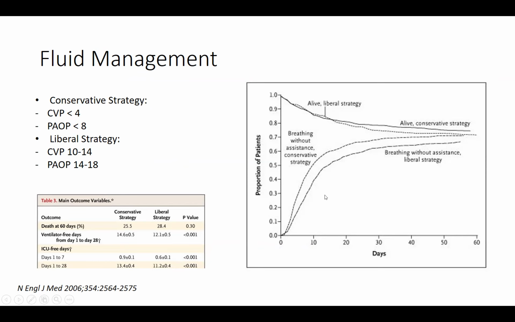And there was no difference in mortality, but there was earlier weaning of the vent in the conservative strategy. So generally, they came out of this recommending a conservative fluid strategy once they're out of their shock. Meaning the protocol was you treat their shock initially if they're in septic shock, which many of these people were, you give them fluid as needed, etc. But once they haven't required any pressors or fluid boluses for 12 hours, if their CVP was greater than 4 or their wedge was greater than 8, you try to diurese them.